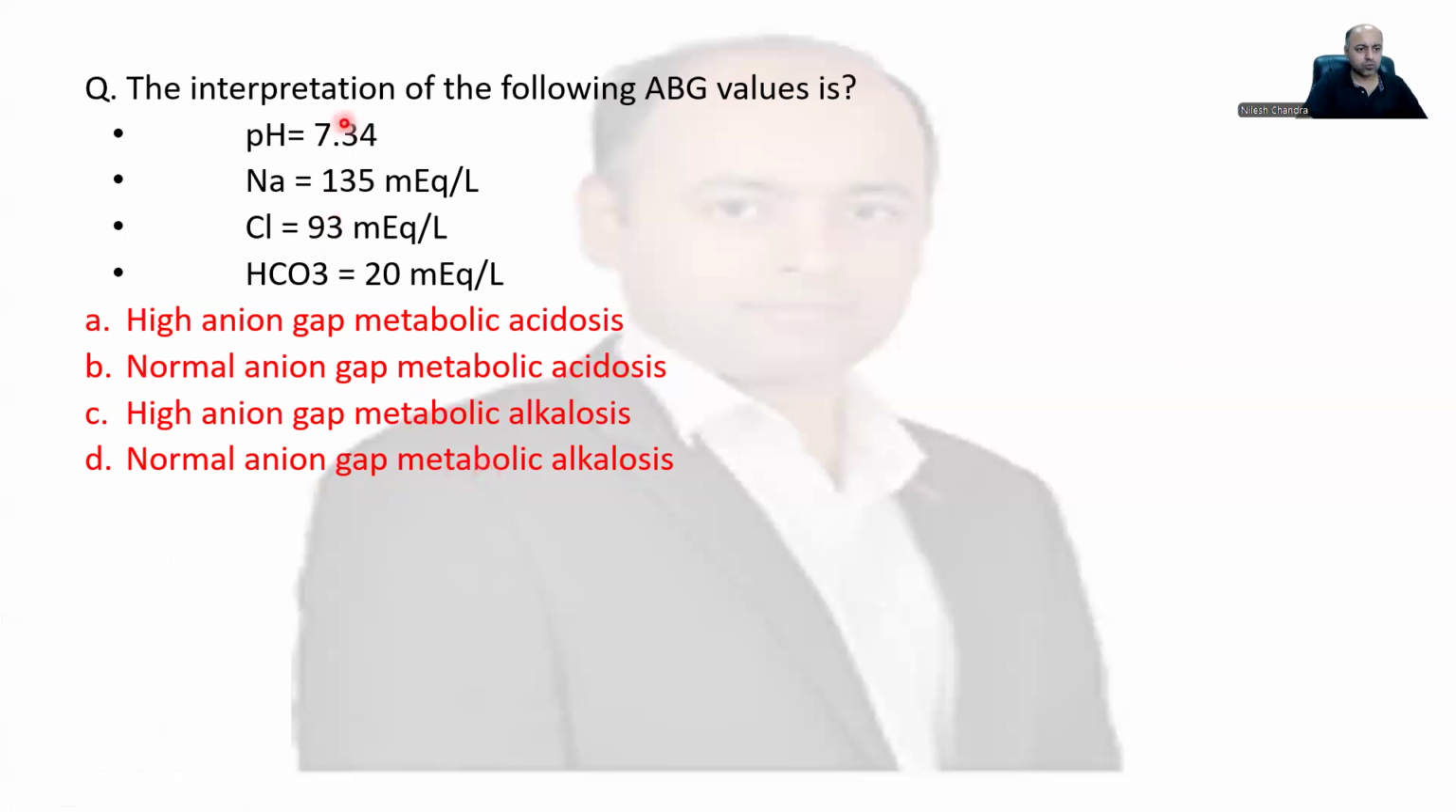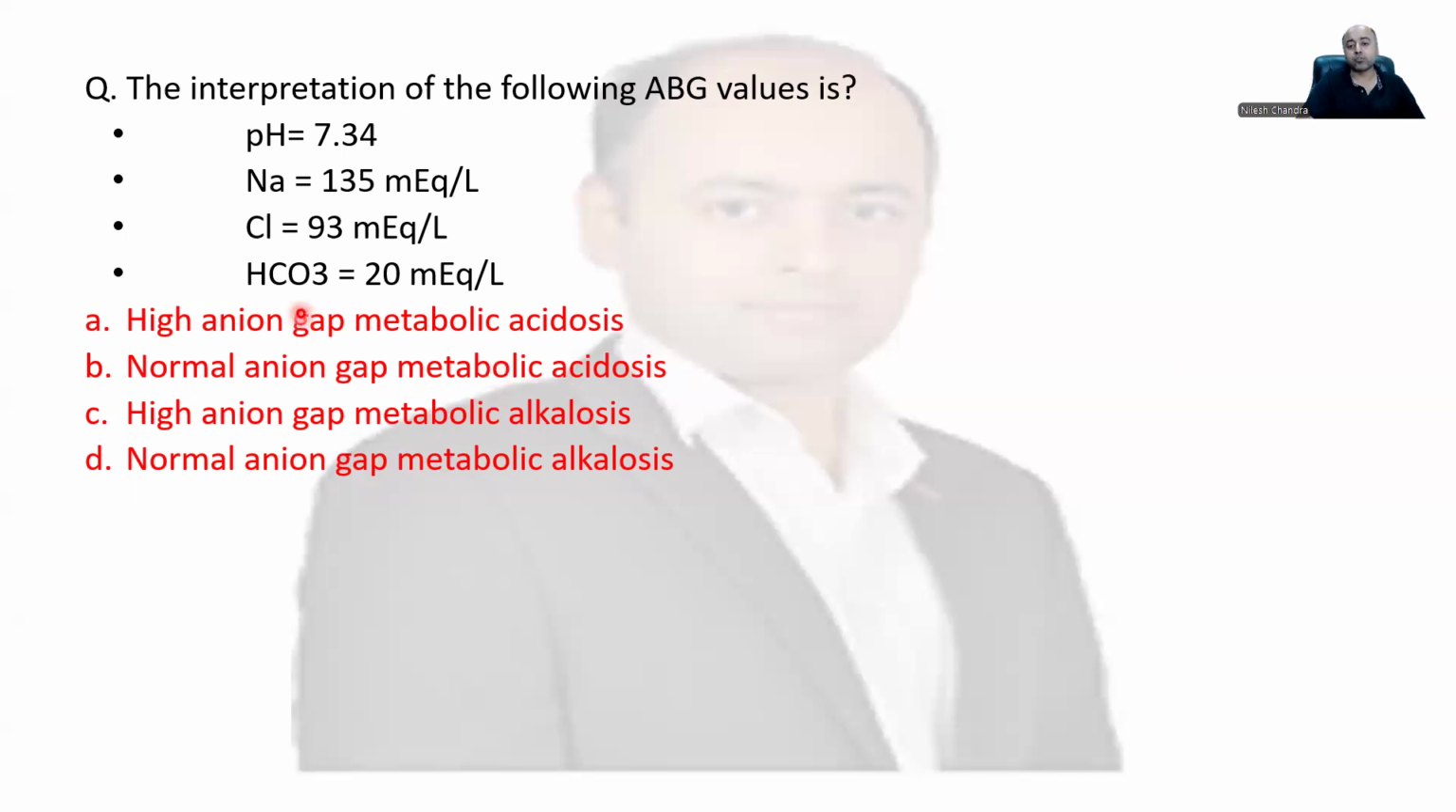So first thing to note here is that the pH is 7.34. So this means that alkalosis is out. Two options are already gone. Now we are looking at acidosis. Now the reason for acidosis can be one of the two. If it is respiratory in nature, then the PCO2 value would be higher. PCO2 value is not given here. If it is metabolic in nature, then the bicarbonate values will be lower. So we have this option metabolic acidosis. So option A and B are possible.